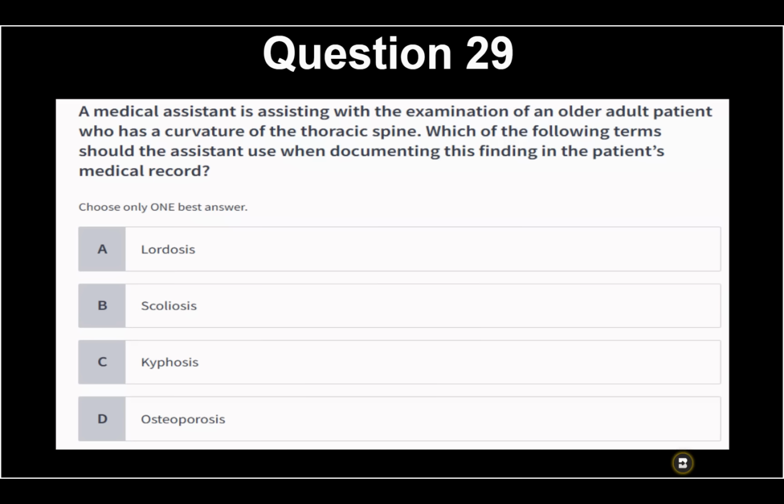Question 30. Which of the following types of written correspondence can be signed by a medical assistant? Would this be A, a medical report for insurance purposes, B, prescription for medication, C, referral letter to a specialist, or D, a notification letter to a patient about surgery arrangements? If you said D, a notification letter to a patient about surgery arrangements, then you are correct.